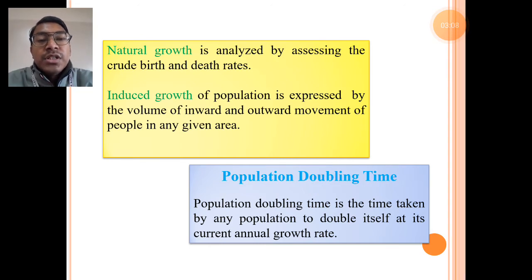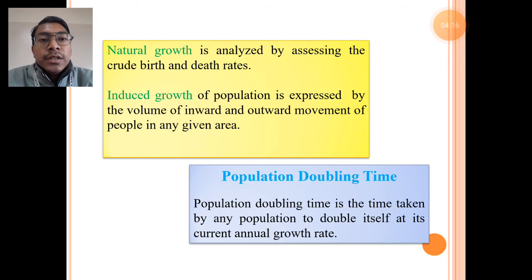In the regard of population growth, one thing which is very important is population doubling time. It is a very important topic. What is population doubling time actually? It is the time period taken by any population to double itself at its current annual growth rate. Suppose the total population of a country is 1000 people. At its present annual growth rate, the time it will take for the population to become 2000 is known as the population doubling time. In simple words, it is the time taken by a certain population to double itself at its present annual growth rate, and we should know about this when studying population growth.